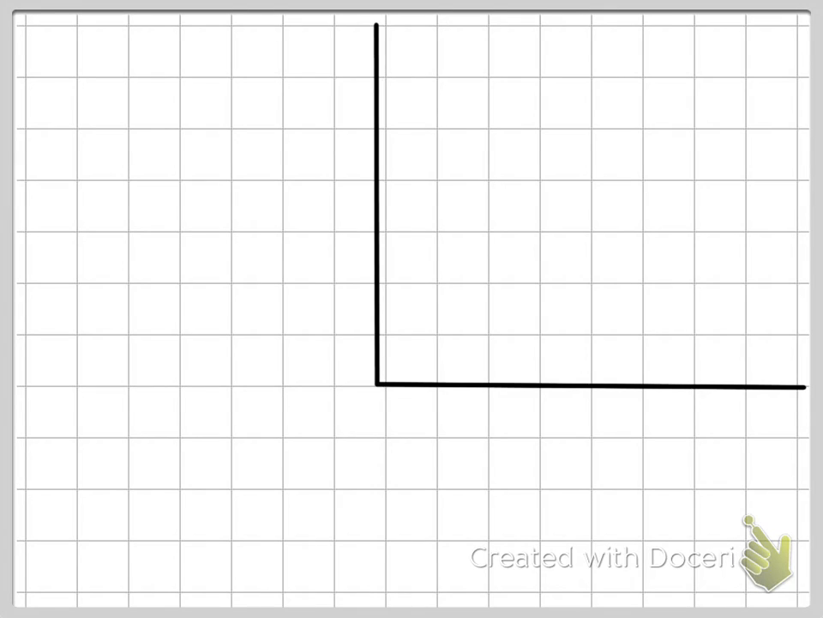Alright, so to get started, let's talk about if we have a graph. We have our x-axis and our y-axis. This is the origin. I'm only showing the first quadrant of this graph. And I have point A at 1, 2. And I have point B at 7, 3.